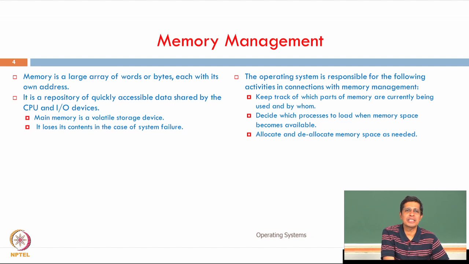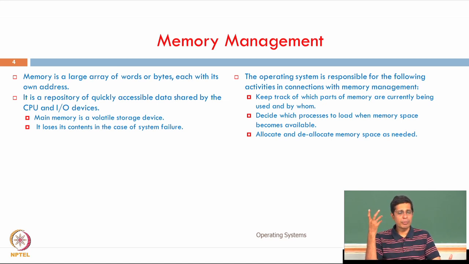The next important aspect of an operating system is to handle memory. Memory is a very large array of words, each with its own address. And what do we store in memory? We store a lot of data that is used by the CPU, and also shared between the CPU and the I/O devices. We already mentioned the notion of direct memory access, wherein a peripheral can write directly into a memory location and then the CPU can later read from that memory location.